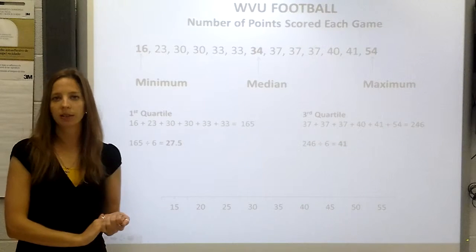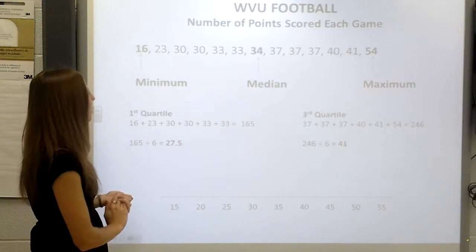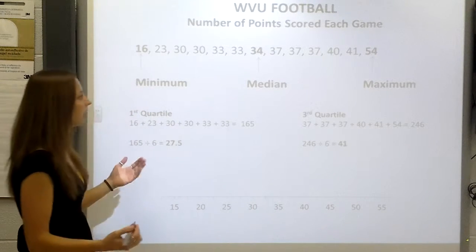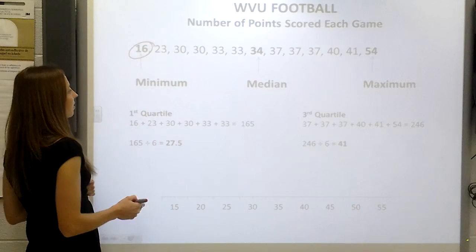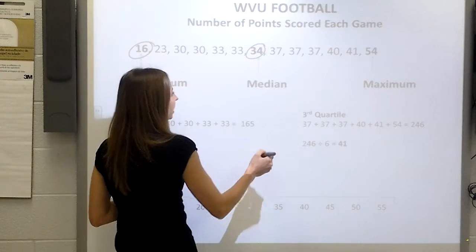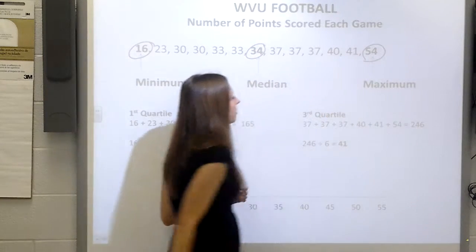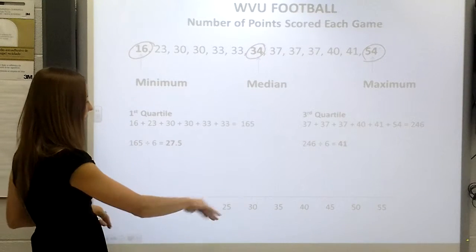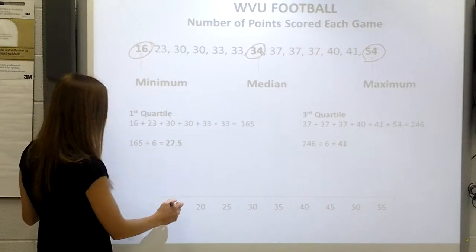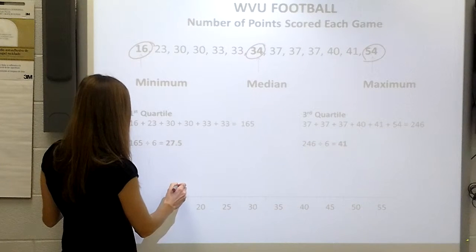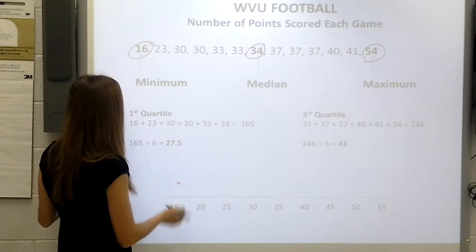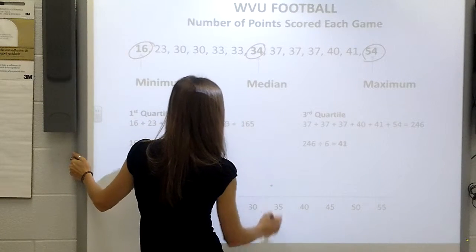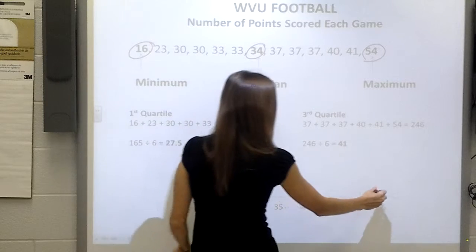The next thing we're going to do is a box and whisker plot. So looking at the data, I've already highlighted 3 of our measures. We have the minimum, the median, and the maximum. So we can go ahead and plot those on our graph here down below. So 16 is going to be our minimum, and 34 is our median, and 54 is the max.